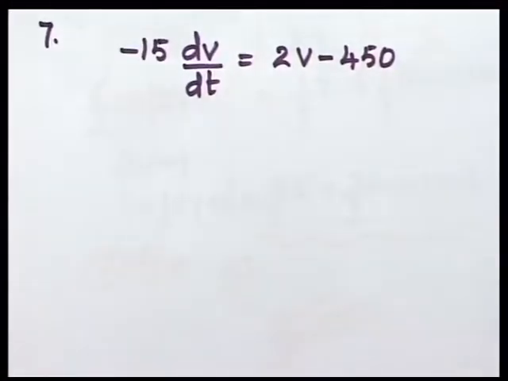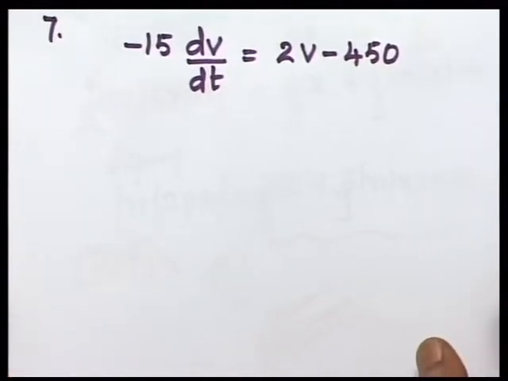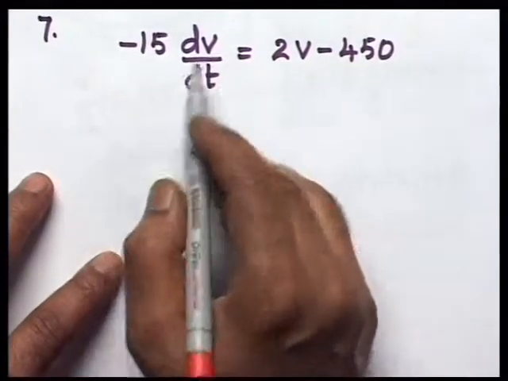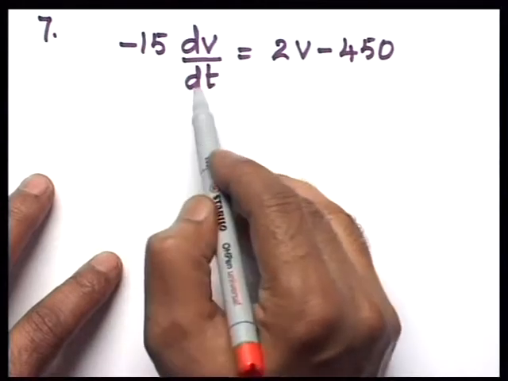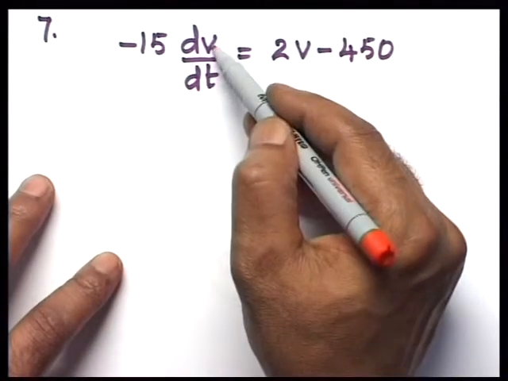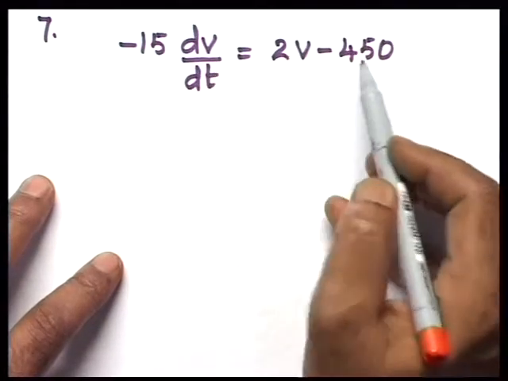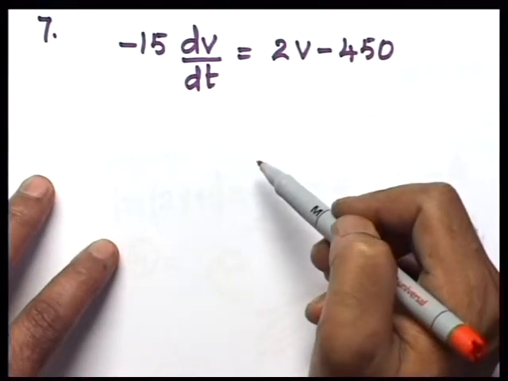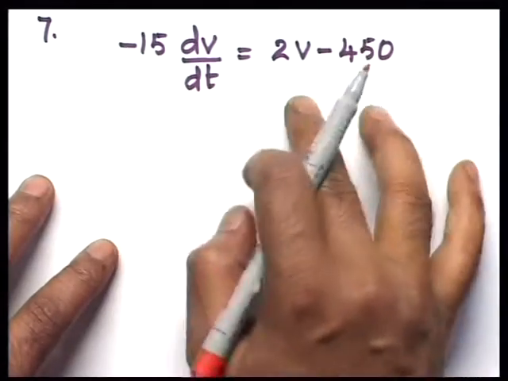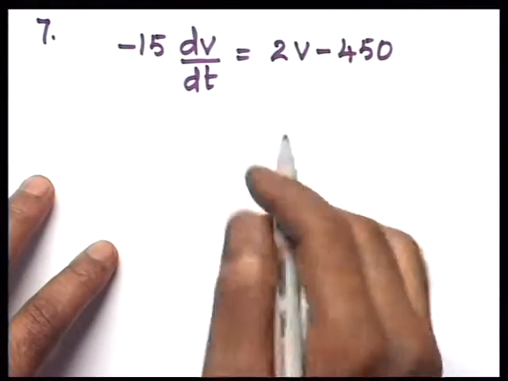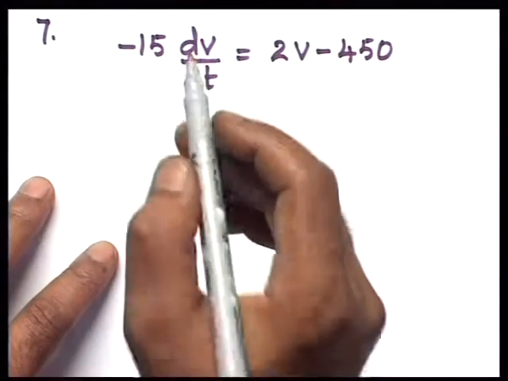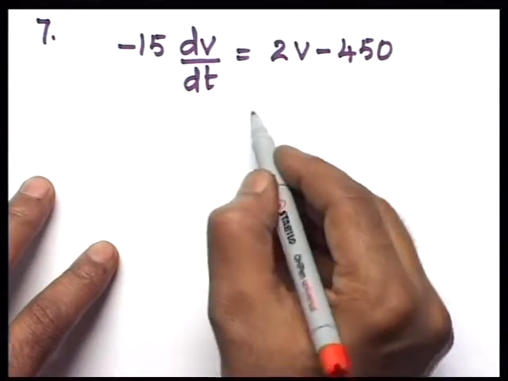This is one of the exam questions actually. Minus 15 dv over dt, that's a rate of change of volume, right, is equal to 2v minus 450. They want us to solve this differential equation, the general solution only. Right, so shall we move?